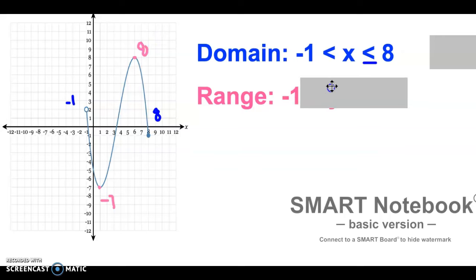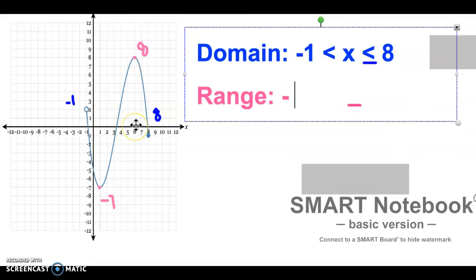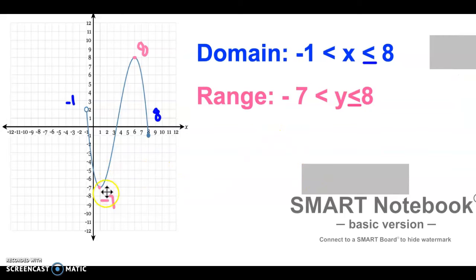So when we write the range, we're going to say -7. Let me fix that. Let me fix this whole thing. So -7 is less than y, because again, range is the y values, is less than or equal to 8. And that would be our range here, because -7 is our smallest y value, and 8 is our biggest y value.